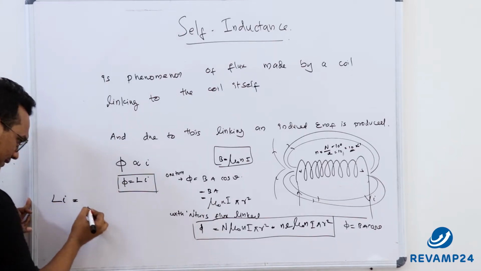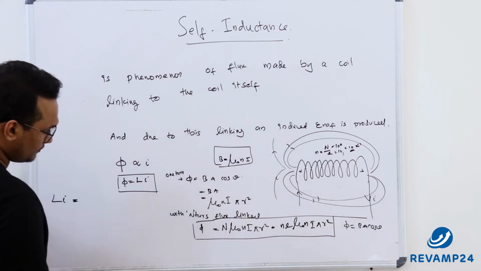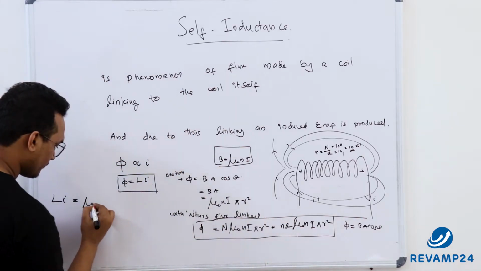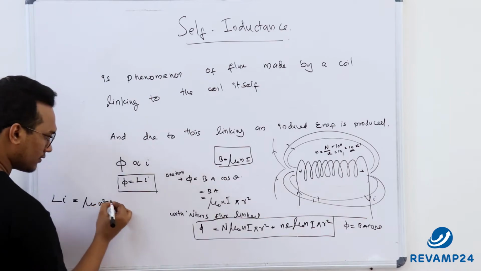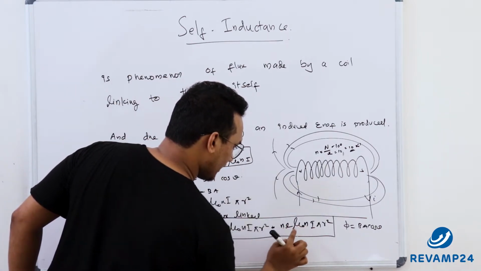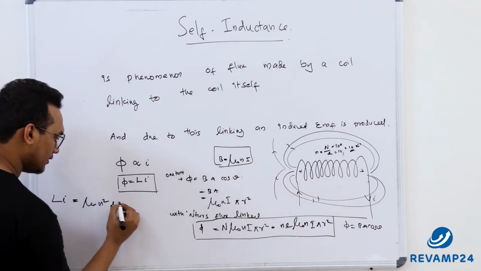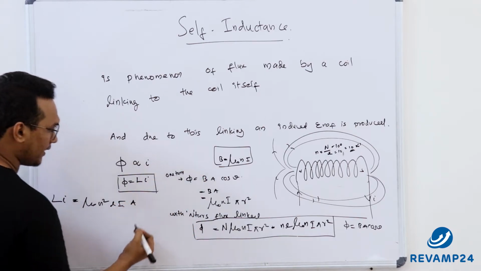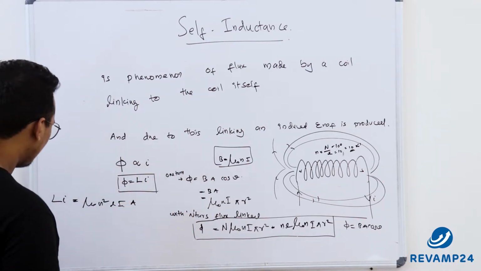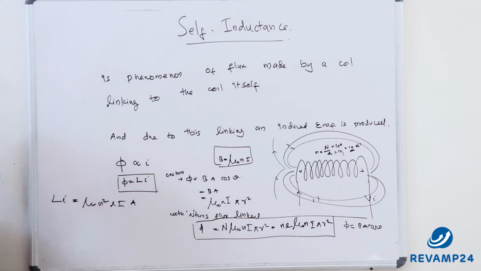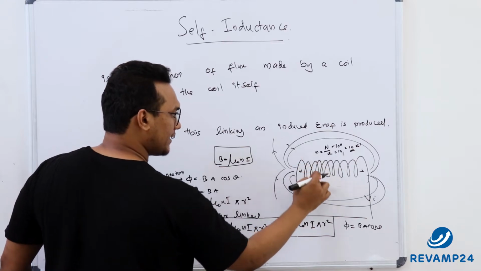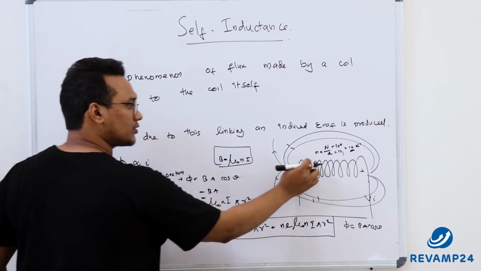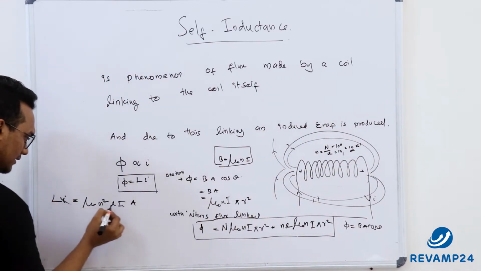L into I is equal to this value, which is mu 0 and n into n square, mu 0 n square I have considered. Then L into I into pi r square, pi r square is nothing but area. So I can keep it as pi r square or area, I will make it A. Now this I and this I is the same, right? Here the I is nothing but current passing through the solenoid, and as per this equation also it is current going through the circuit. Both are the same, so I can cancel these two I.